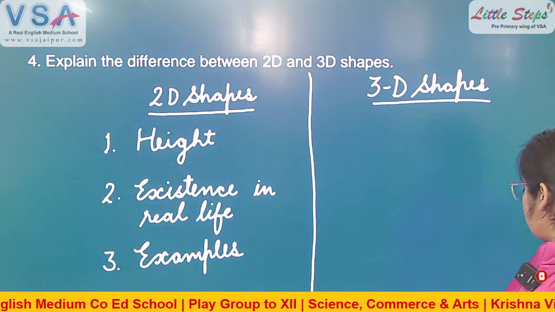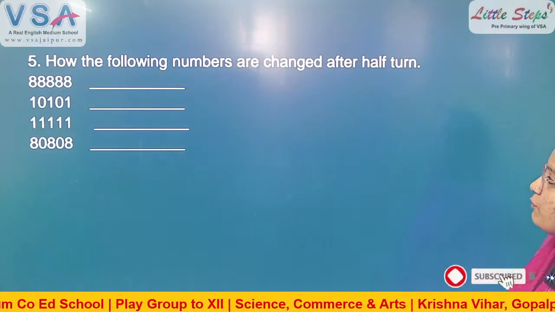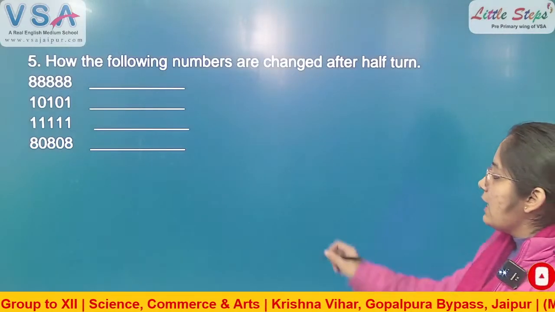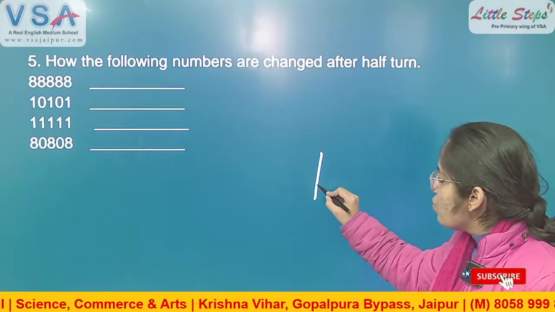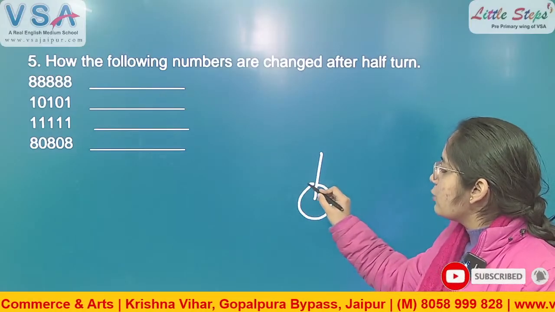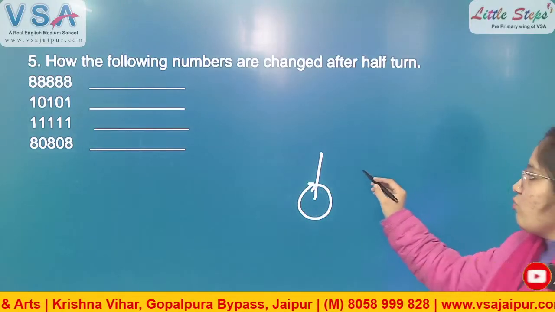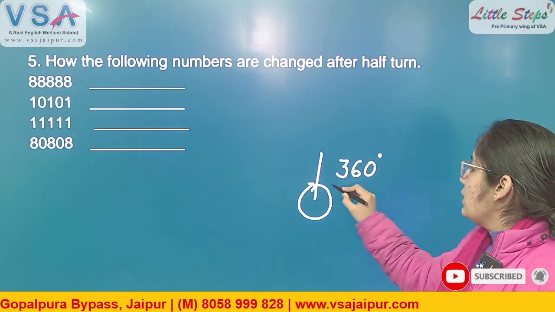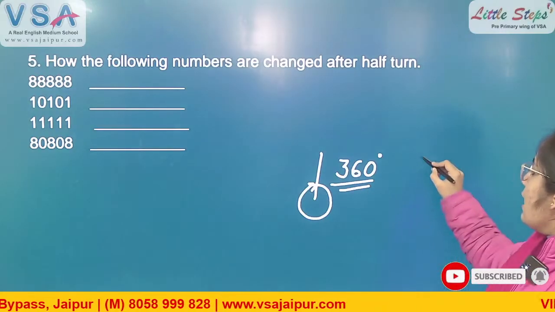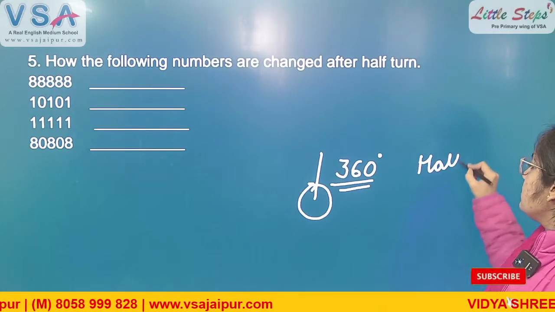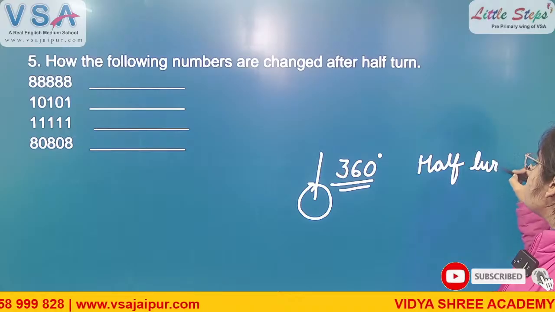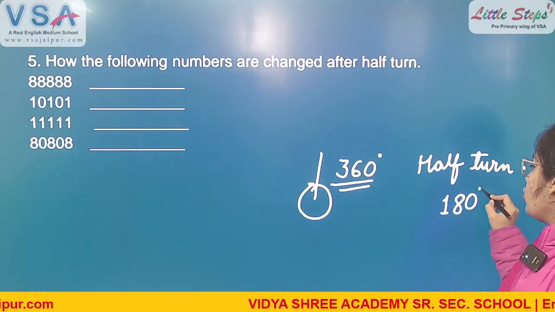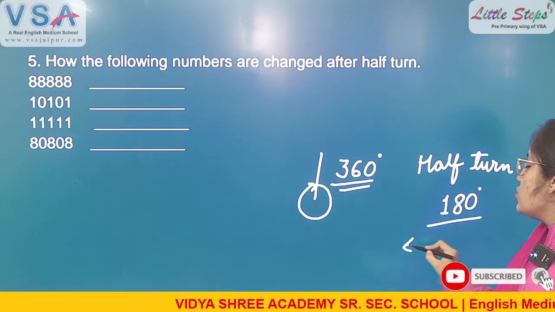Fine. Let's move ahead. How are the following numbers changed after half turn? Again, we know that the complete turn means an object goes from its initial position and comes back to the initial position. This forms the complete angle, and this is 360 degrees in nature. If it is 360 degrees, then half of it should be half turn. Half turn means half of 360, and half of 360 is 180 degrees. When we are talking about 180 degrees, it is the straight angle.